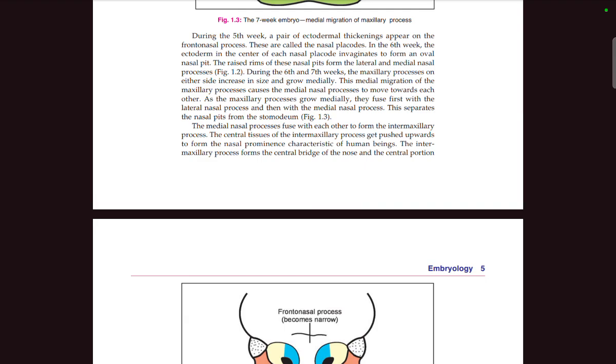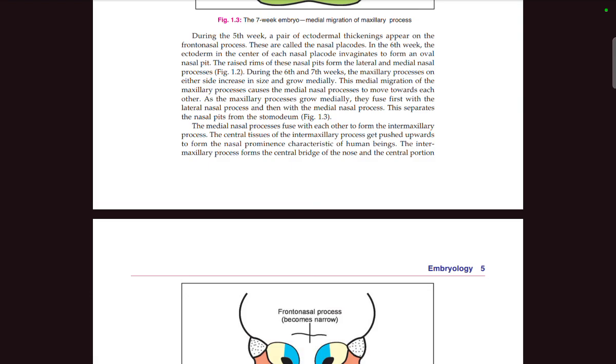As the maxillary processes grow medially, they fuse first with the lateral nasal process and then with the medial nasal process. This separates the nasal pits from the stomodium. The medial nasal processes fuse with each other to form the intermaxillary process. The central tissue of the intermaxillary process gets pushed upwards to form the nasal prominence characteristic of human beings.